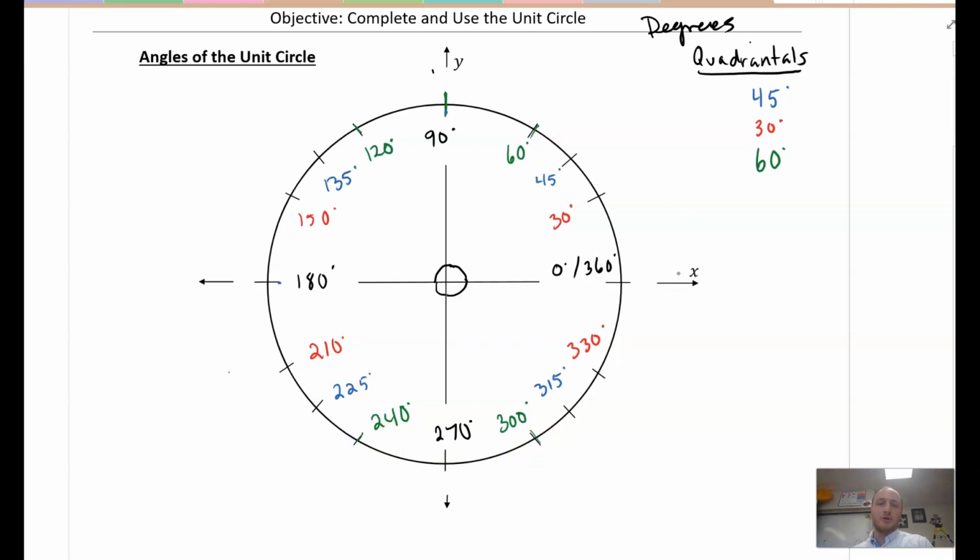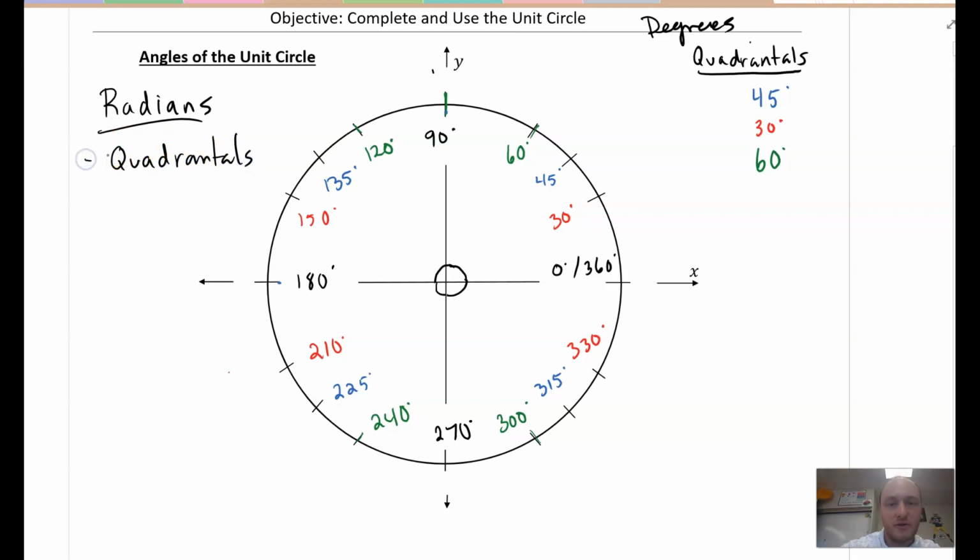Okay, so that's your unit circle in degrees. Pretty easy and straightforward, right? Okay, here's the bad news: we don't really use degrees in pre-calculus and calculus. We end up using radians a lot. And in the last lesson, you were introduced to radians, right? And you know that the conversion is that 180 degrees is pi. And so what we're going to do is, again, start out with quadrantals.